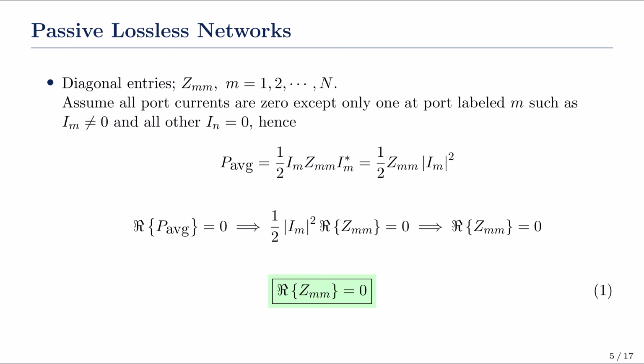We first examine a diagonal element Z sub mm. To isolate this element, we excite only port m and set all other port currents equal to zero. The average power then depends only on Z sub mm and the magnitude squared of the current at port m. Since the network is lossless, the real part of this power must vanish. Because the current can be non-zero, the real part of Z sub mm must therefore be zero. Thus, every diagonal element of the impedance matrix is purely imaginary.